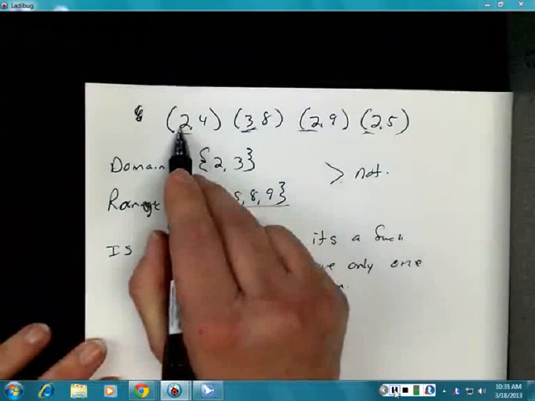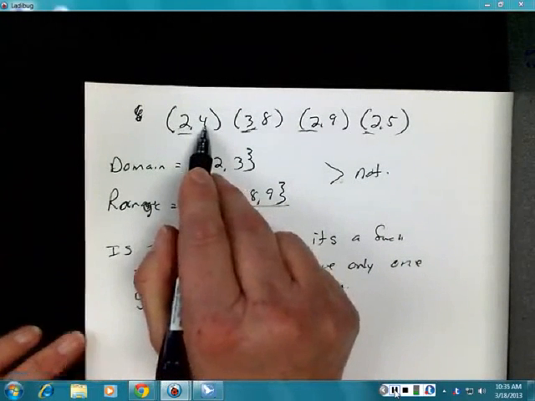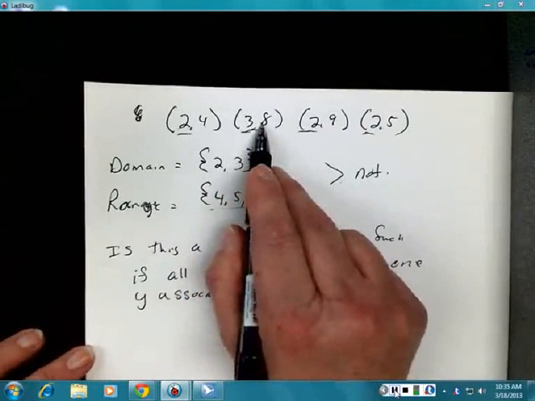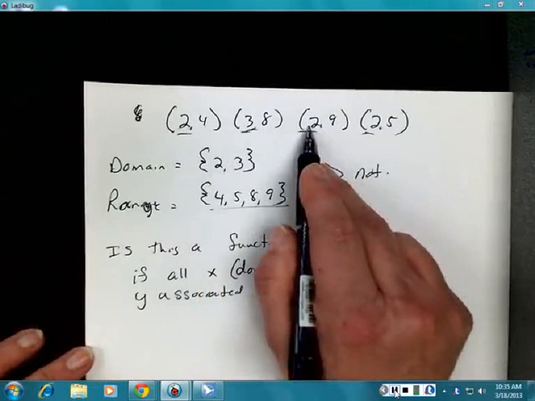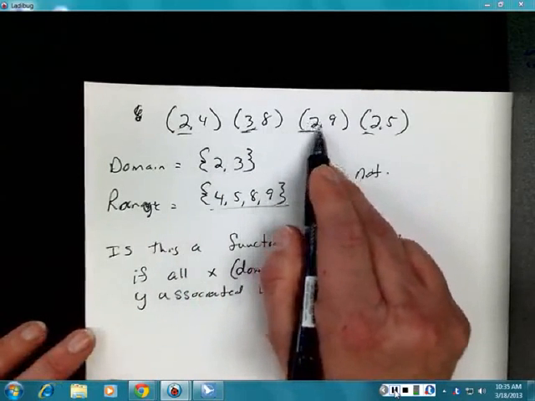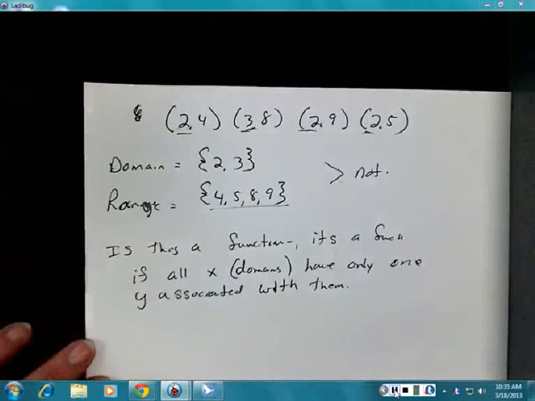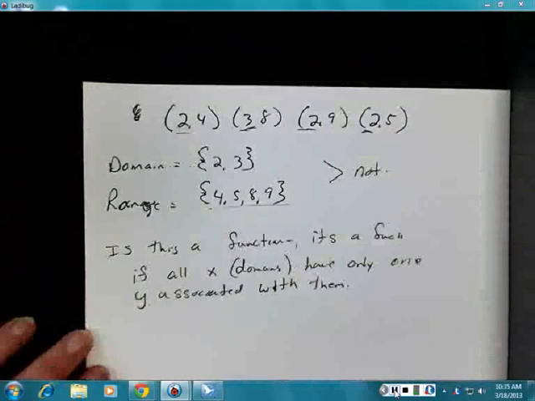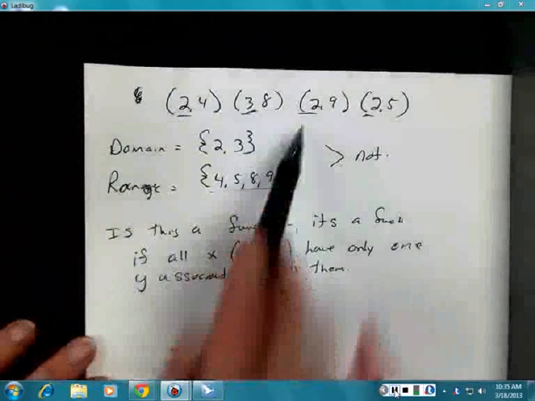Notice this 2 has 4, it's fine there, right? But when I go down here, this 3 only has 8, perfect so far. But 2's being a little funky here because 2 has a 9 associated with it now. And 2 also has a 5 associated with it. So what that means is it's not a function because these 2's are all shared.